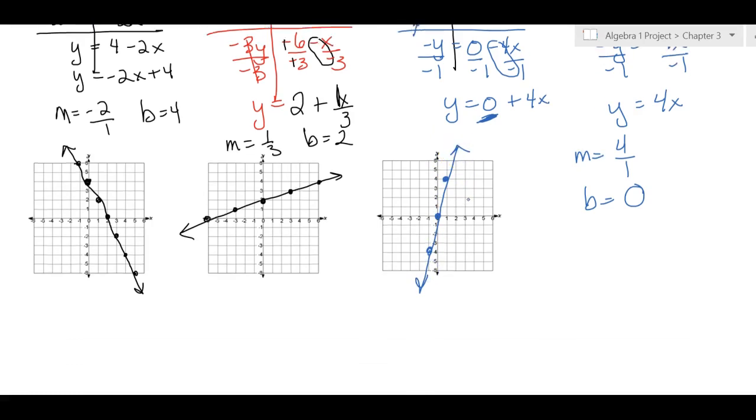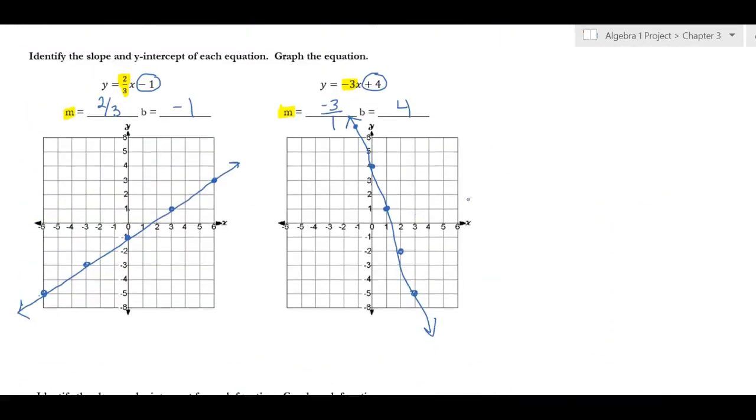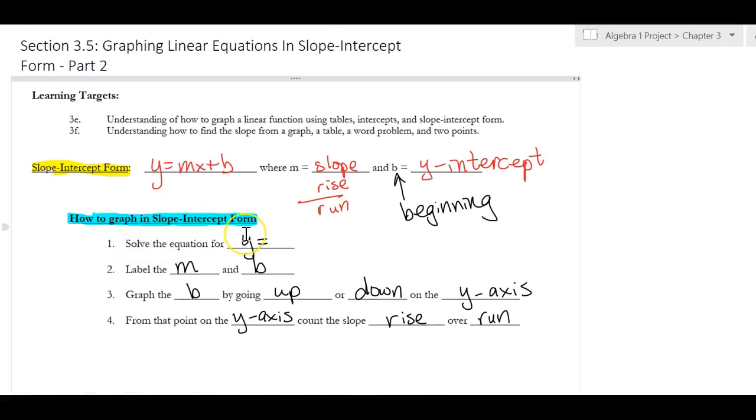Okay, so let's go back up and look at the steps. Make sure you understand what they are. Step 1 is you solve for y. The last 3 problems we did, we had to solve for y. Step 2 is label m and b. Step 3 is to graph b by going up or down on the y-axis. And then step 4 is from that point, you're going to count your rise over run.